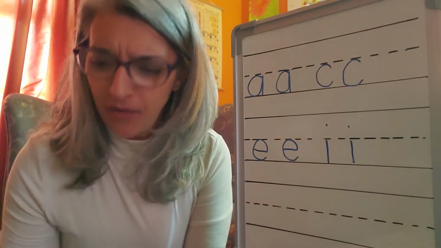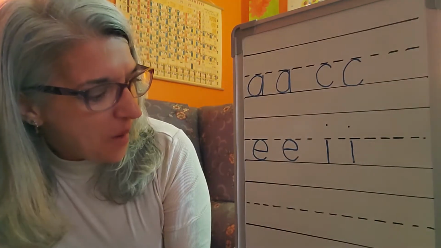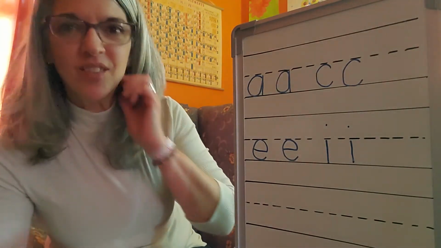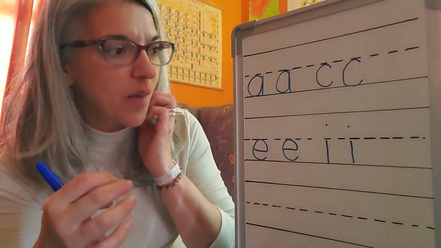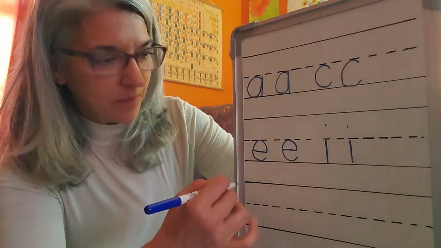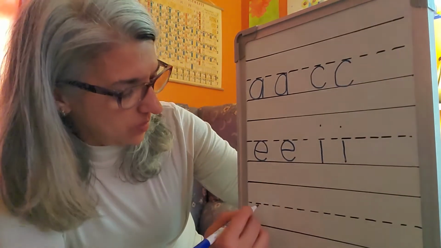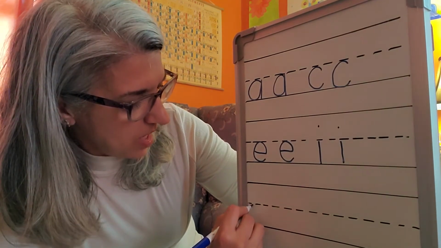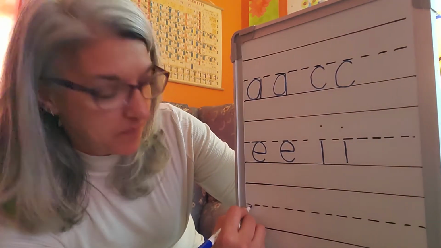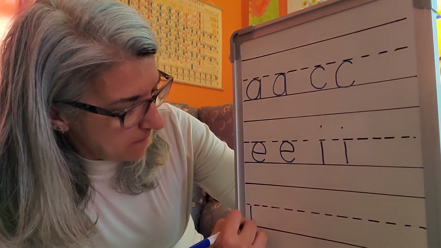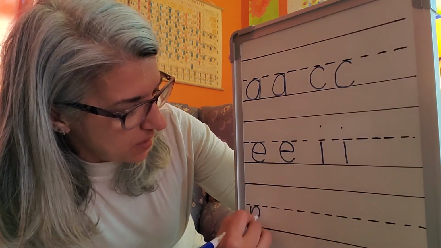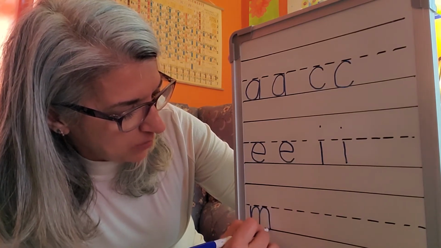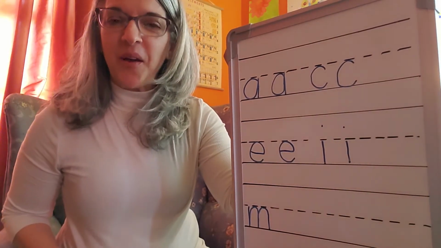Sorry, I thought my camera went off there for a minute. Okay, M. So with M, there's a lot of steps on this one. So there's a lot of words. So I'll do it right here. Ready? Starting right at the midline this time. Pull down straight, push up, curve forward. Pull down straight, push up, curve forward, pull down straight. That's a lot of steps, right?